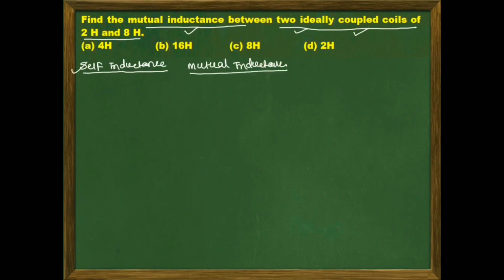Mutual inductance is similarly the property of a coil by which it opposes a change in current in another neighboring coil which is placed near it. It means in mutual inductance the two coils are placed in such a way that one's magnetic field has an influence on the other coil. So because of that there is a property between them, that is mutual inductance.